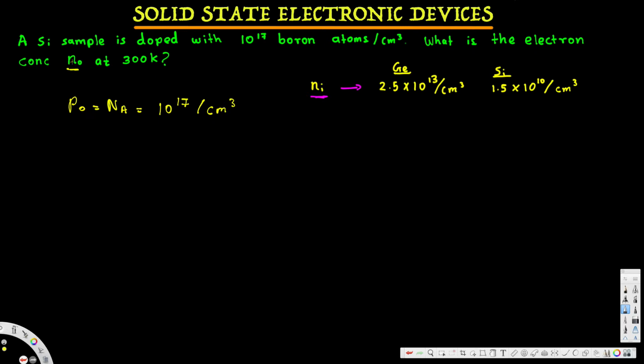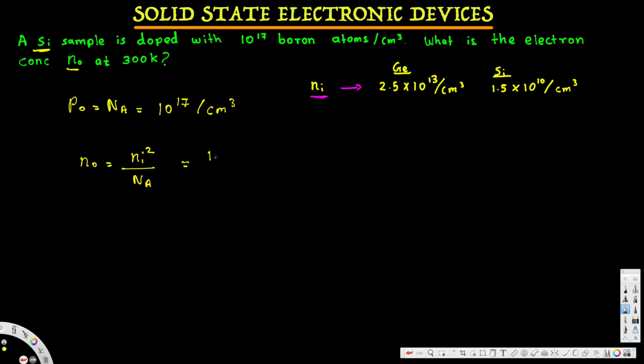Here the question is asking for the n0 value. n0 can be calculated using this formula, ni squared divided by Na, the acceptor concentration, and in the numerator we have the ni value. We have ni values for germanium and silicon, two different values, but here we are dealing with silicon, right? So we have to use 1.5 times 10^10 per centimeter cubed. Since we have centimeters for both, we can keep the unit as it is.